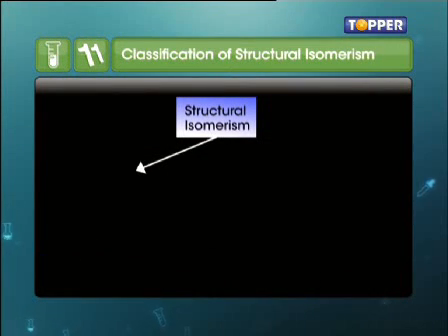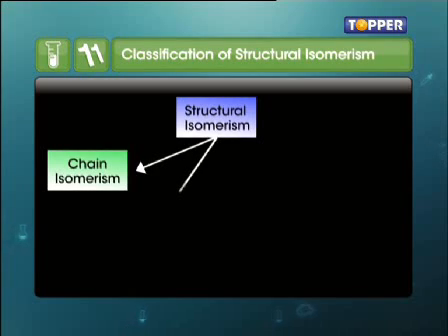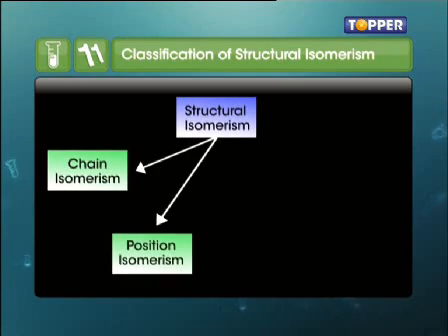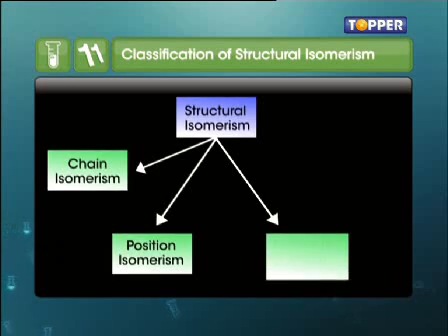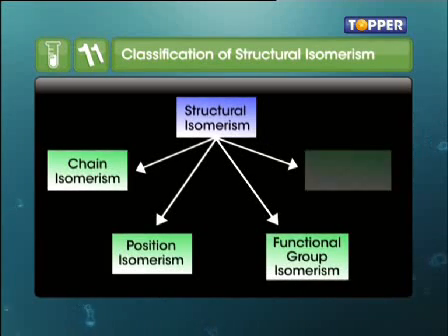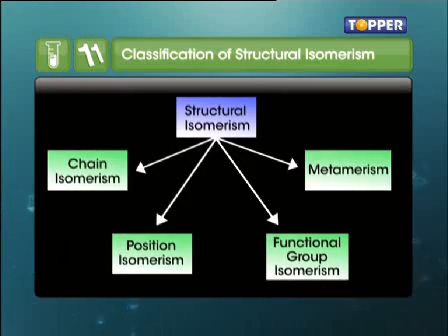So, let's take structural isomerism first. Structural isomers are molecules which have the same molecular formula but different structures. Basically, the structural arrangement of their atoms is different, and this phenomenon is called structural isomerism. Structural isomerism is further classified into four types: chain isomerism, position isomerism, functional group isomerism, and metamerism. Let's start with chain isomerism.